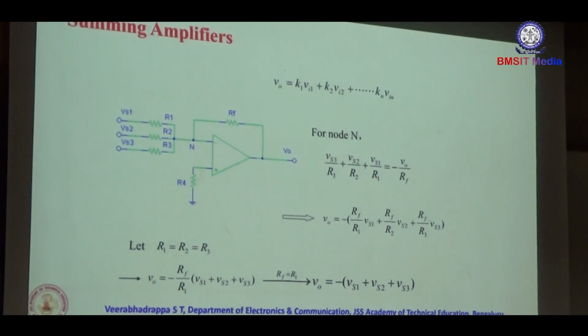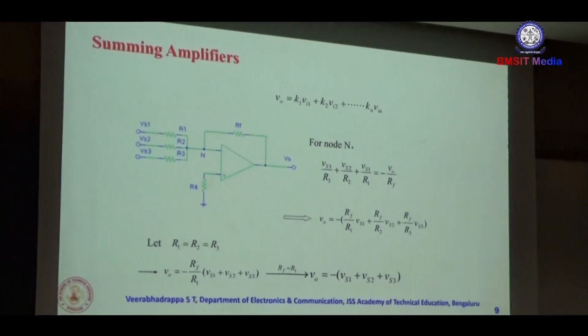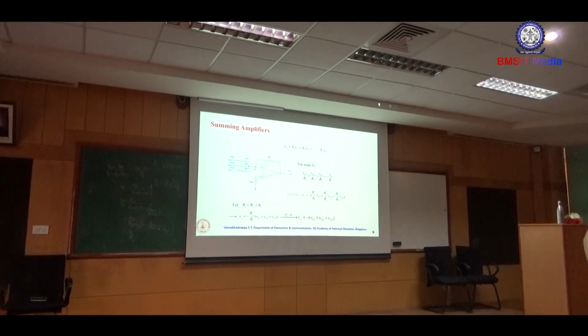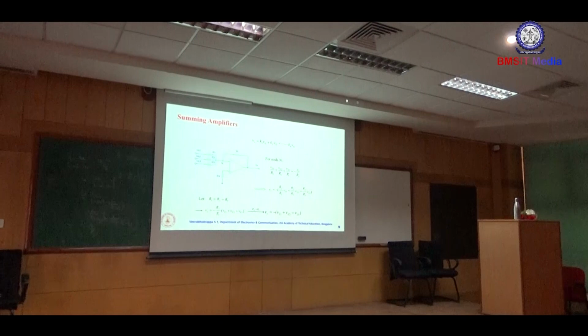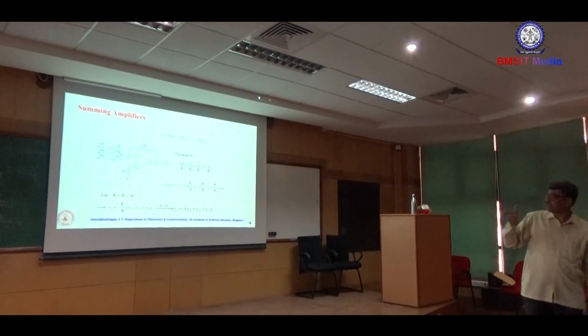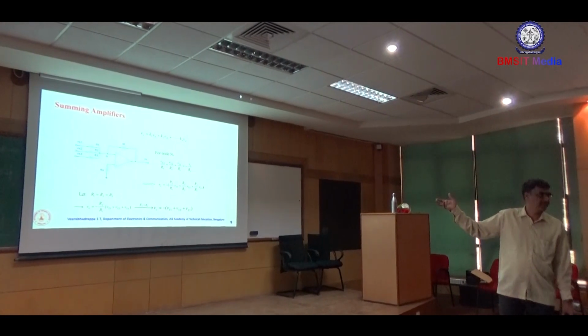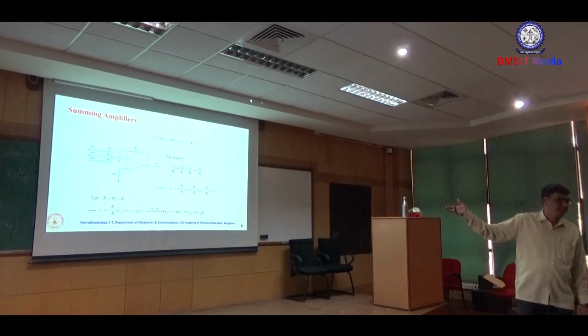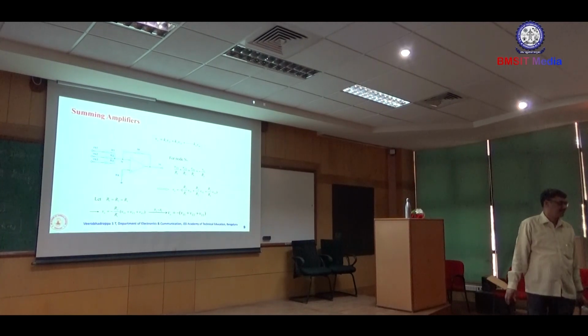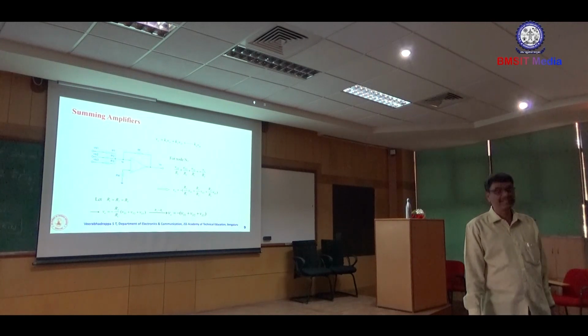Under what condition can this circuit be used as an averaging amplifier? What is the condition required? RF by R1 is 1 by 3, which depends on the number of resistances or the number of input signals. You can set RF equal to N times R. If the number of input signals is 3, then RF is equal to 3 times R. Then RF by R1 is equal to 1 by 3, no? Therefore, R is equal to 3 times RF, or RF is equal to R by 3, or R by N.